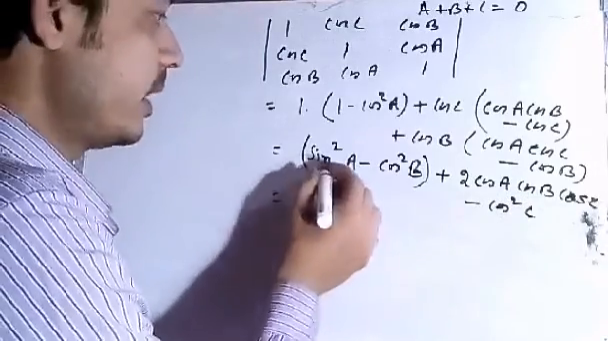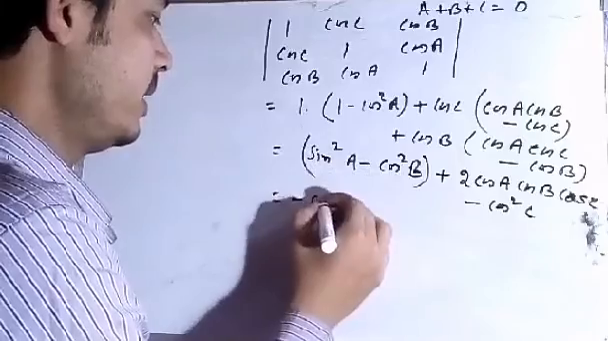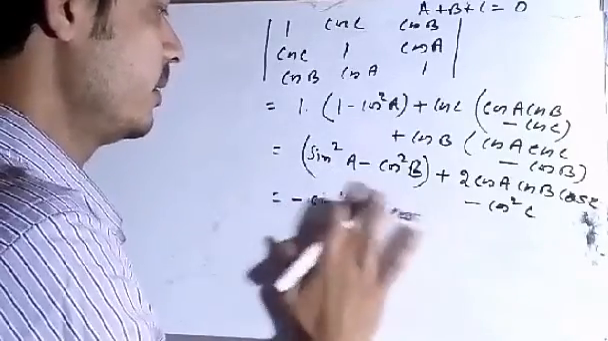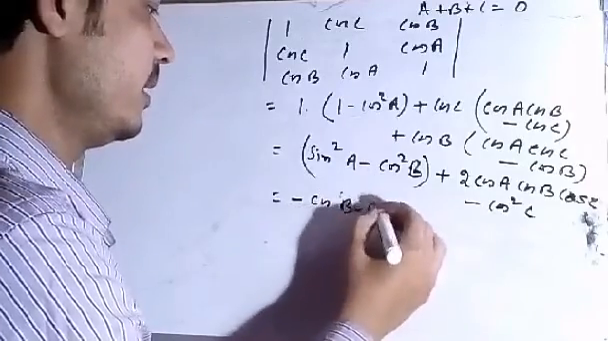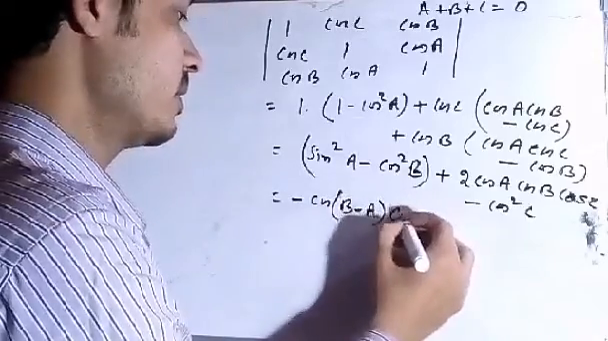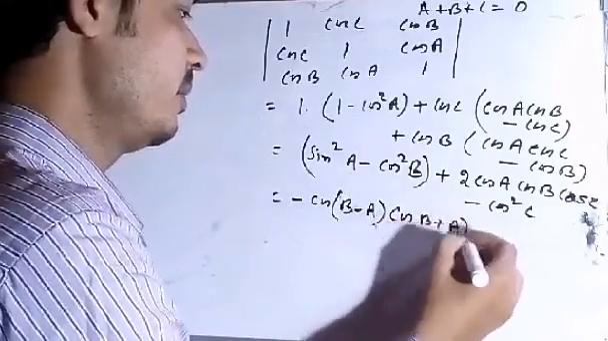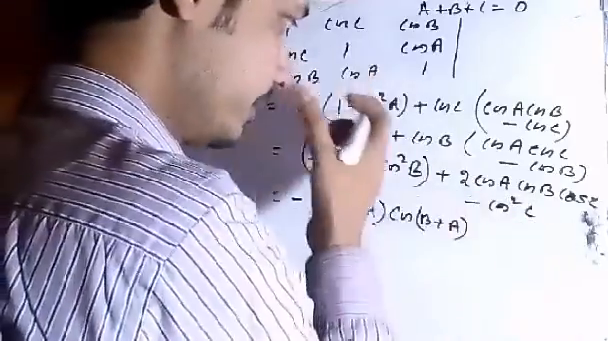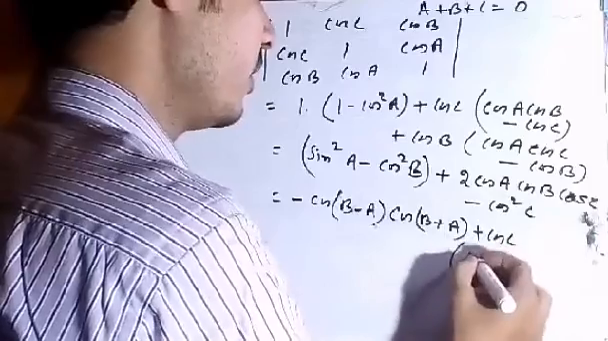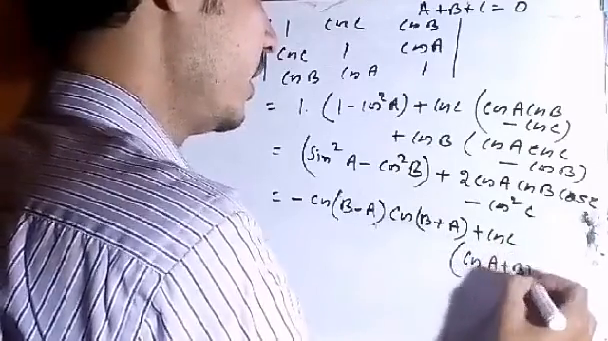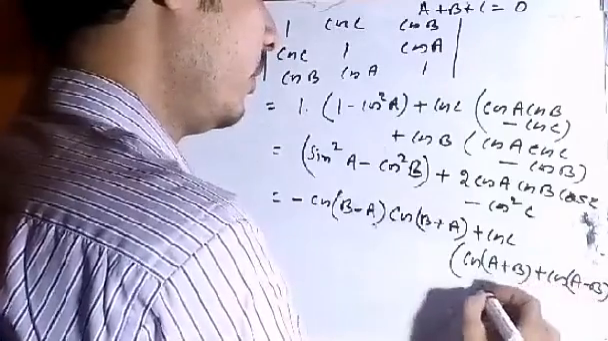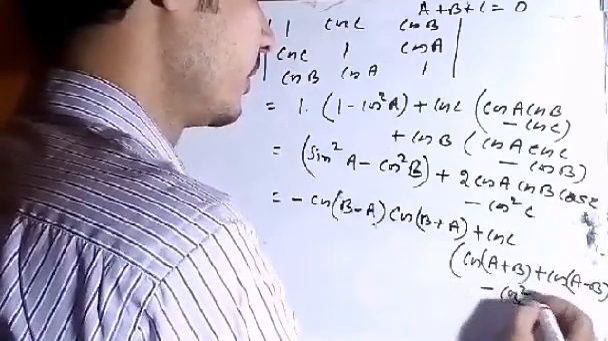Now this equals sin square a minus cos square b, which equals minus cos of (a minus b) into cos of (a plus b). We can write b minus a also, because cos of minus theta is cos theta. So cos of (b minus a) into cos of (b plus a). Now this is plus cos c into 2 cos a cos b. The formula for 2 cos a cos b is cos (a plus b) plus cos (a minus b). Then we have minus cos square c.